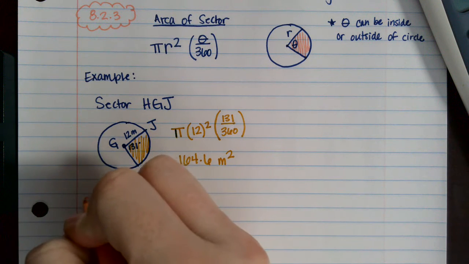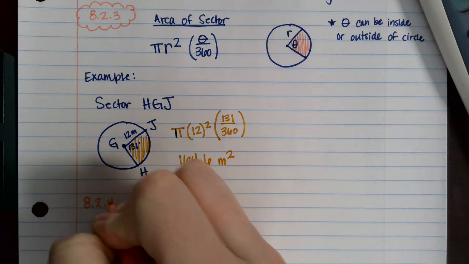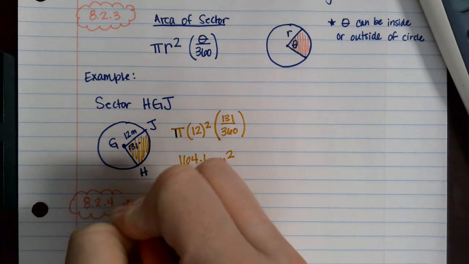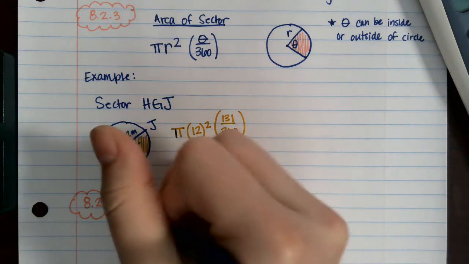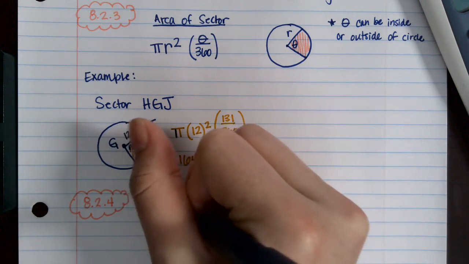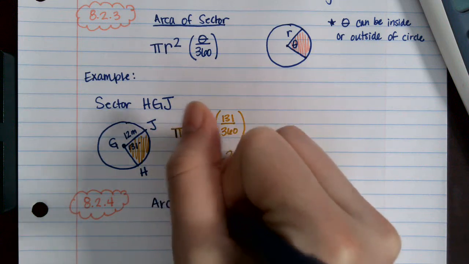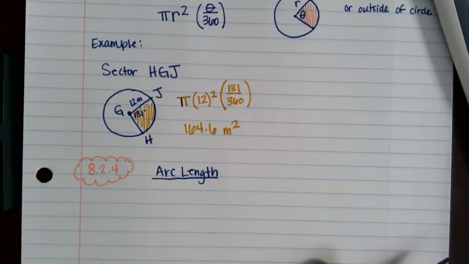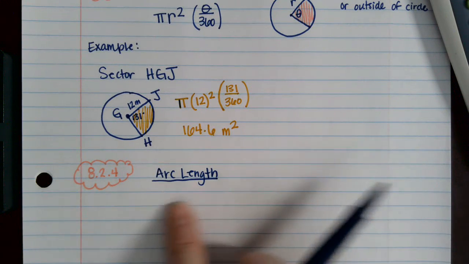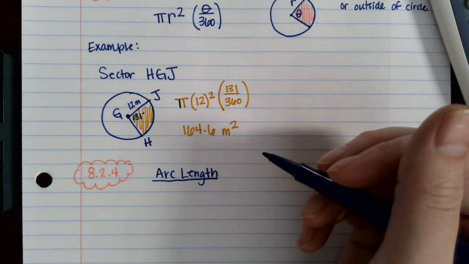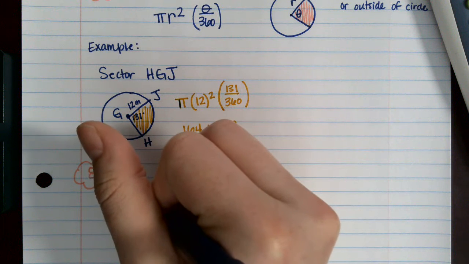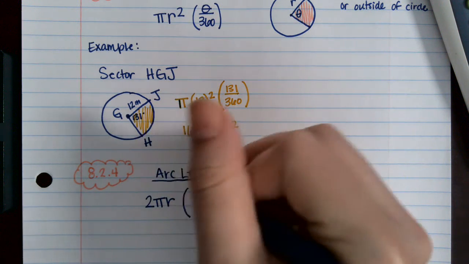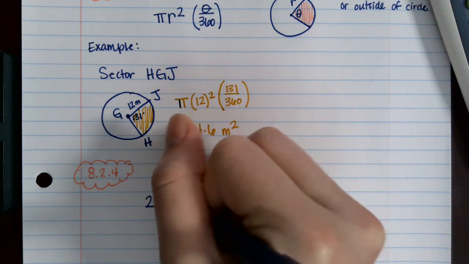So now let's look at 8.2.4. Very similar, but instead of area, we're now looking at circumference. So 8.2.4 is about arc length. And you'll notice that the formulas for arc length and area of a sector are super similar. For arc length, this is a portion of the circumference. And so we're going to start with the circumference formula, 2 pi r, and then multiply by the angle over 360.